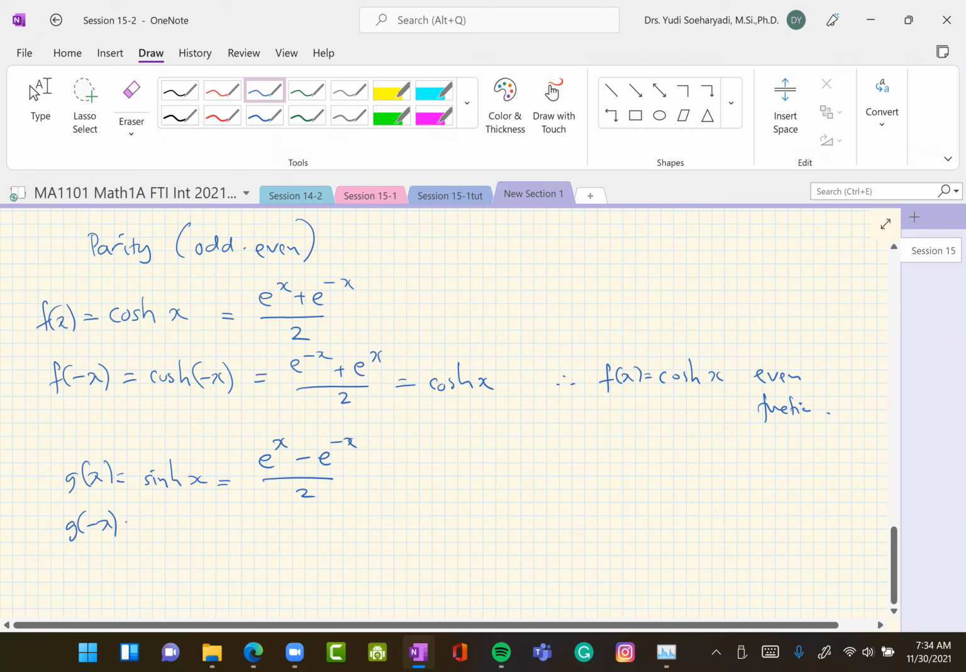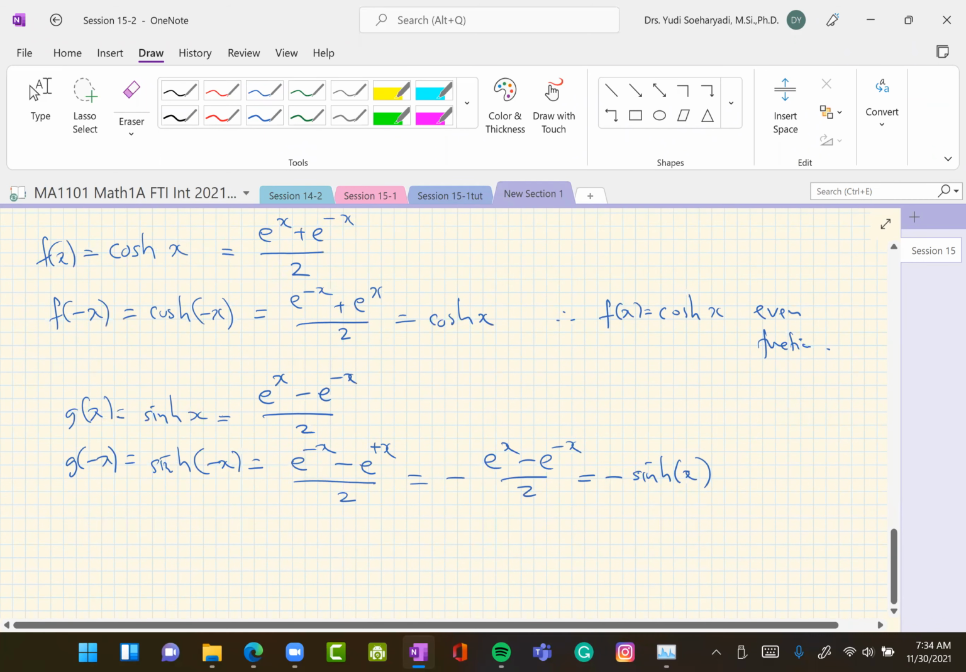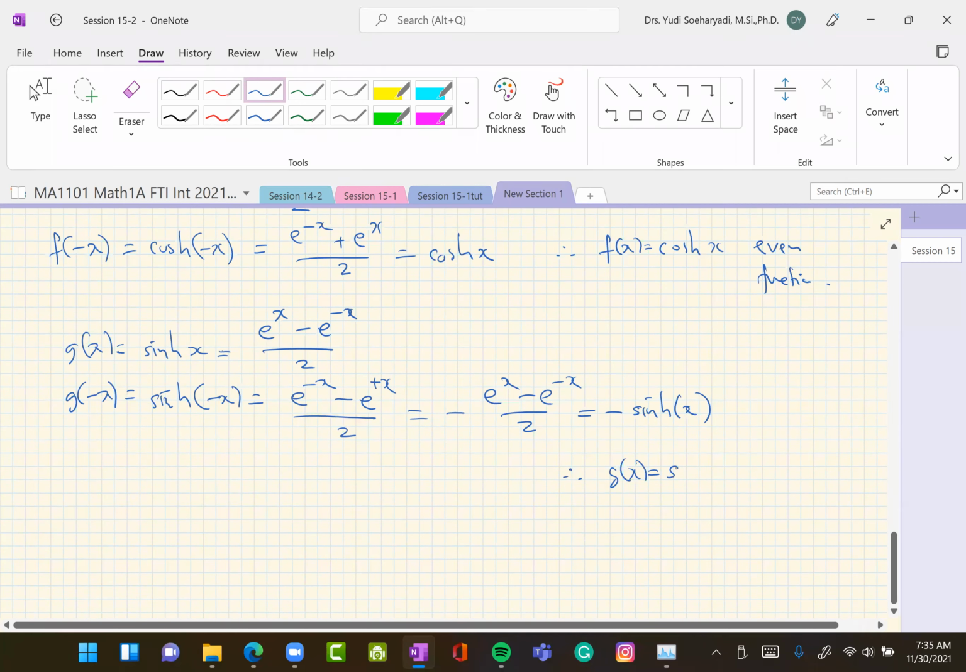So if you plug in negative x, see what we get here. Sine of negative x, you get e to the negative x minus e to the negative negative x, which becomes plus x, over 2. Okay, so this is negative of f of x. This is an odd function. That's the same as the regular trig cosine and sine: sine is an odd function, cosine is an even function.